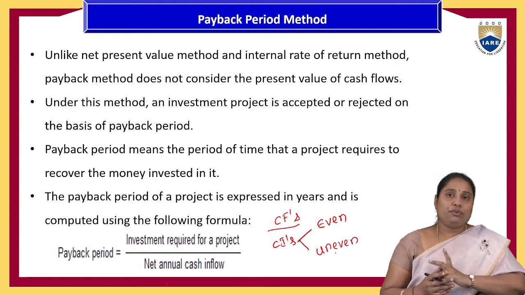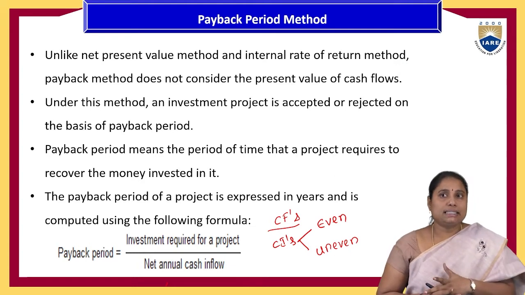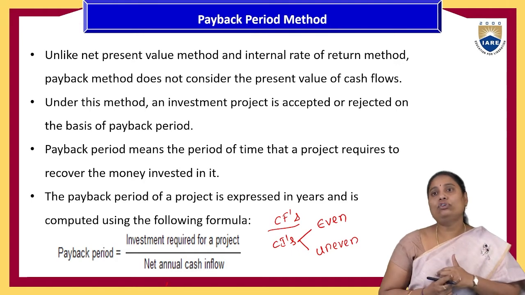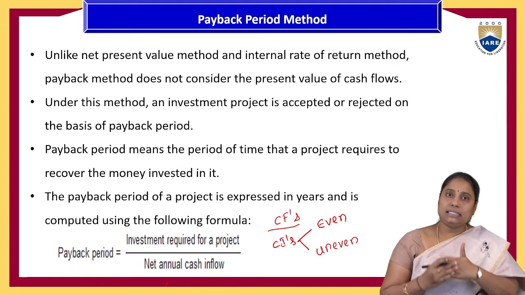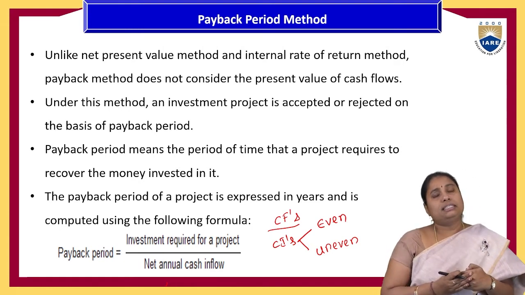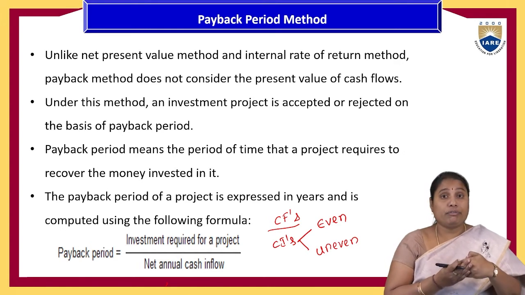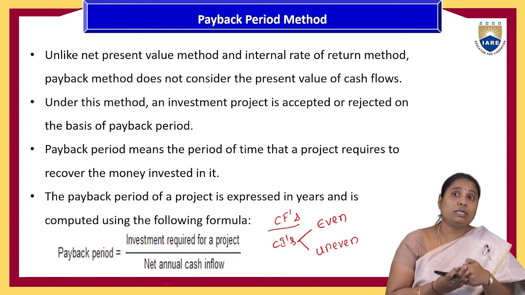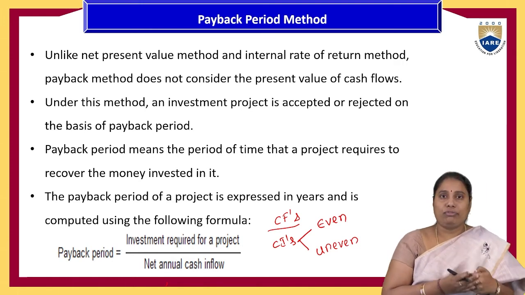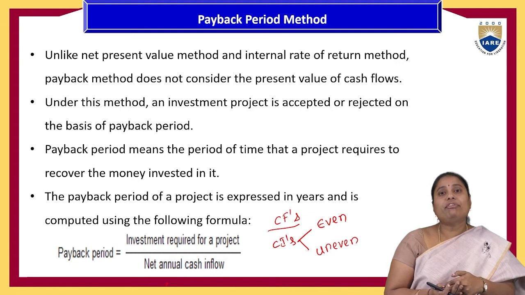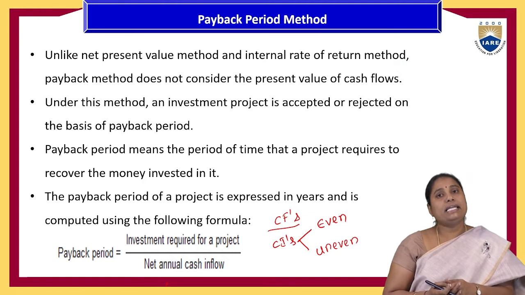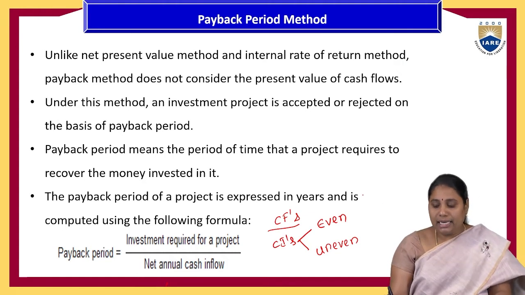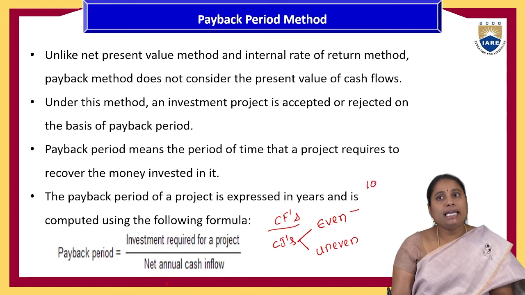So there are two kinds of problems while estimating cash inflows. One is even cash inflows, another one is uneven cash inflows. For example, if a project is invested and every year the same amount is expected as revenue, then such cash inflows will be called even cash inflows. But if it varies from one year to another, then such cash inflows will be called uneven cash inflows.